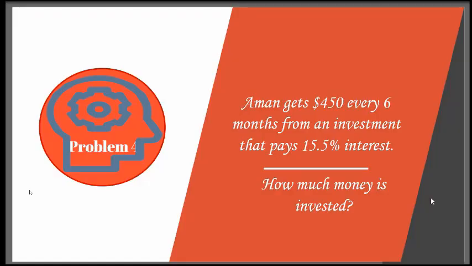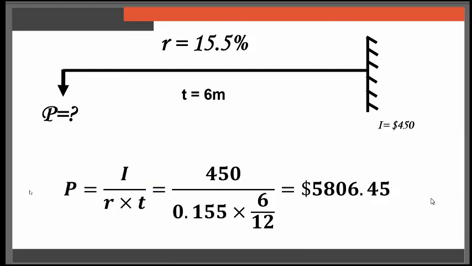Problem 4. A man gets $450 every 6 months for an investment that pays 15.5% interest. How much money is invested? As the timeline, B is unknown. The interest I equals $450, R equals 15.5%, and T equals 6 months.